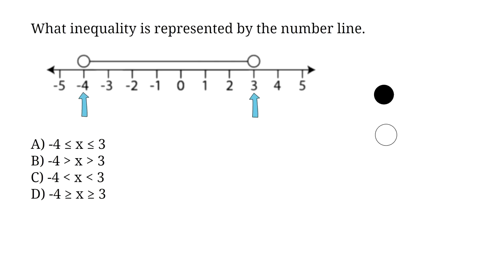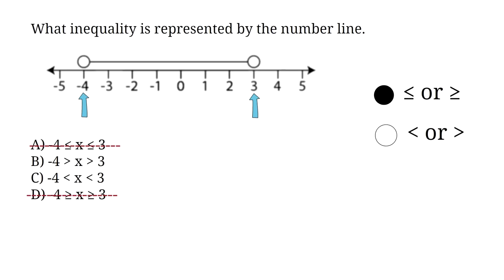If it is shaded, then the inequality must have an equal sign. If it is not shaded, then the inequality does not have an equal sign. Both endpoints are not shaded, so we can eliminate choice A and choice D. They have equal signs.